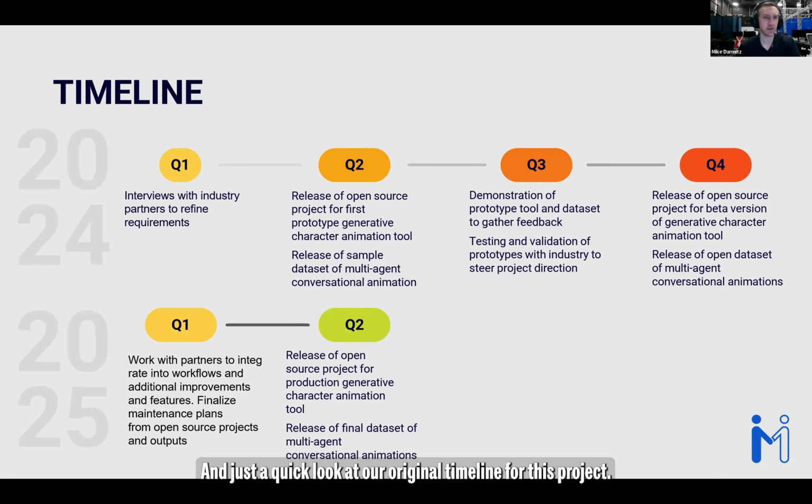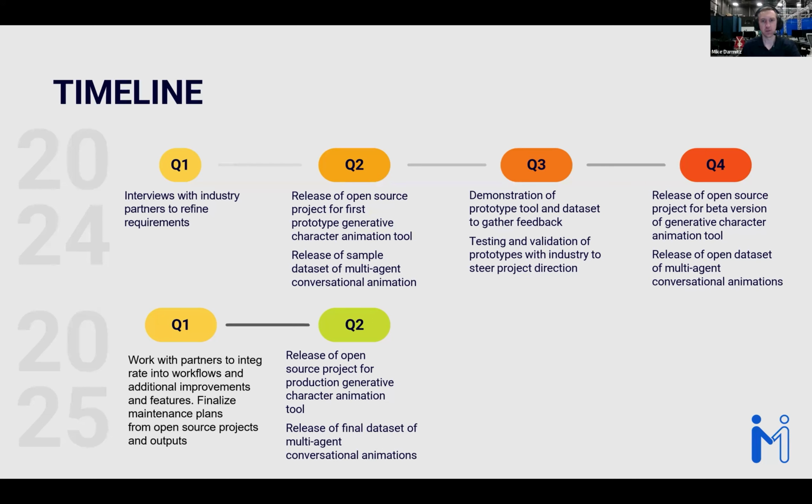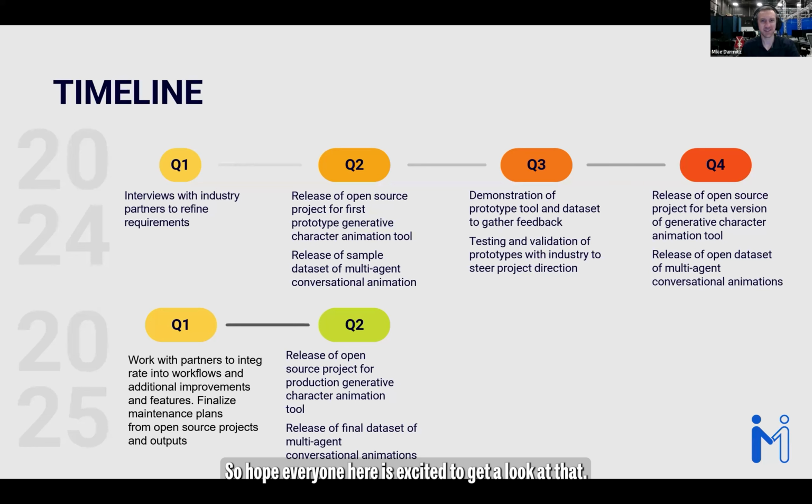And just a quick look at our original timeline for this project. So currently, I guess we're just after Q2, the second quarter of this year. We're aiming to release the first open source version of our generative character animation tool, as well as the M-Body library, and also a small sample dataset of multi-agent conversational animation. So this will be coming very soon. We expect within the next couple of weeks that we'll be putting that first open source data out there. So I hope everyone here is excited to get a look at that.